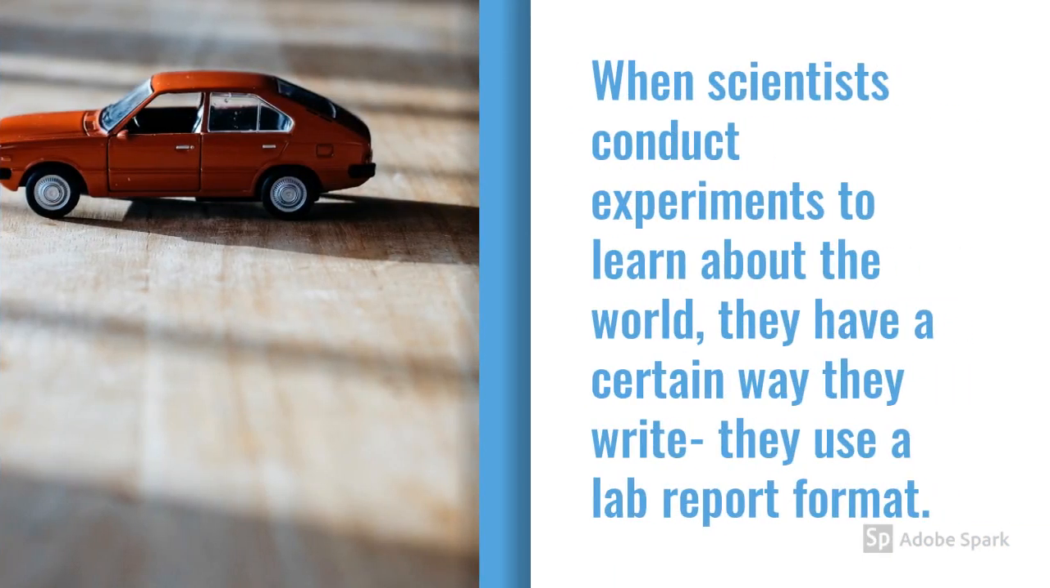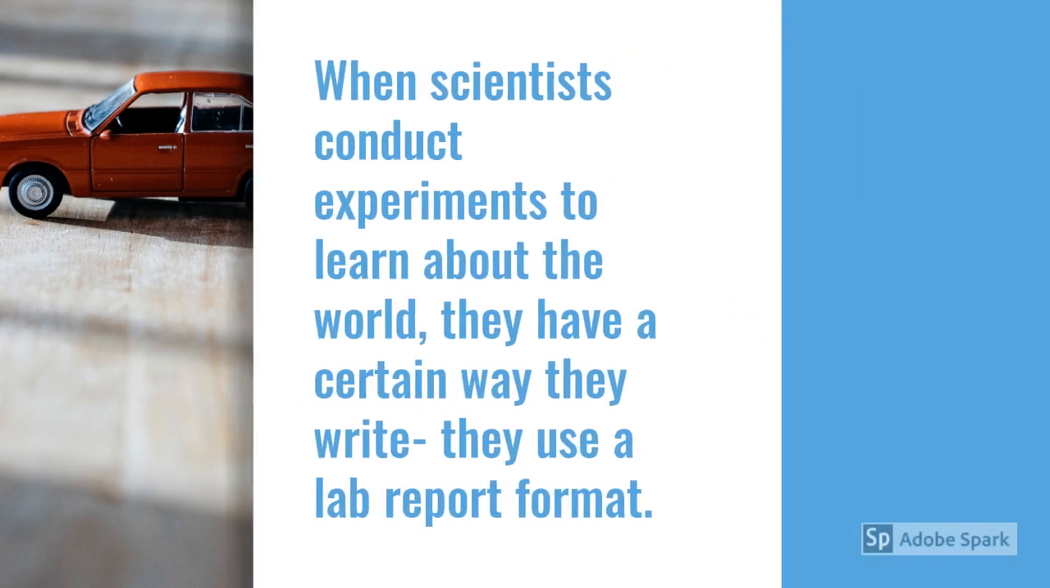When scientists conduct experiments to learn about the world, they have a certain way they usually write. They use a lab report format. They record what they expect to happen in an experiment, and they record what they actually do in the experiment. Then they record how things go and what they learned.